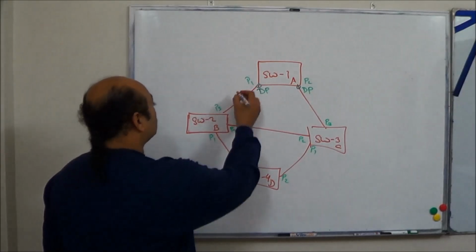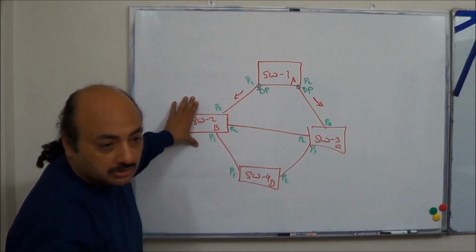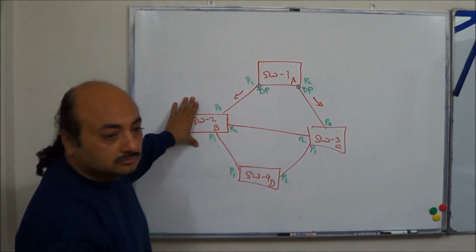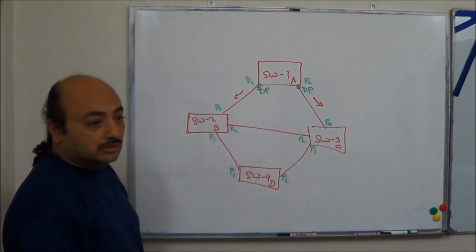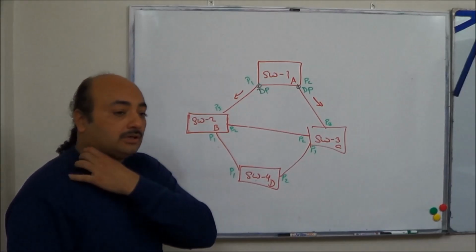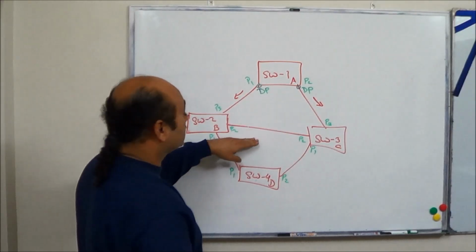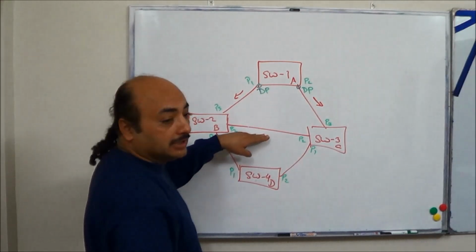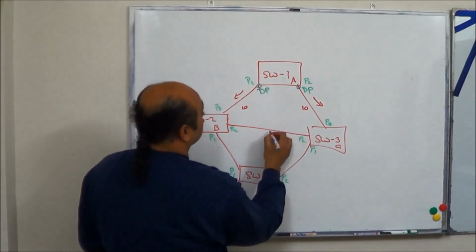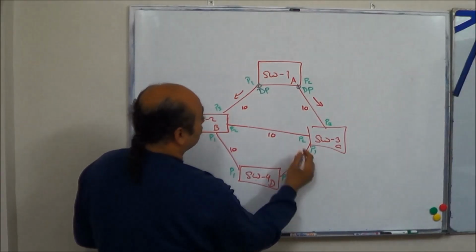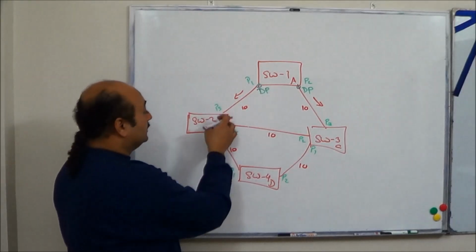This one is sending BPDUs. Let's focus on this switch only. This switch is receiving a BPDU from here. What can it receive? 32768 plus A, with RPC 0, and 32768 plus A. From here, what can it receive? 32768 plus A, RPC 10, assuming that all these are 10, and 32768 plus C. So this is better than this.